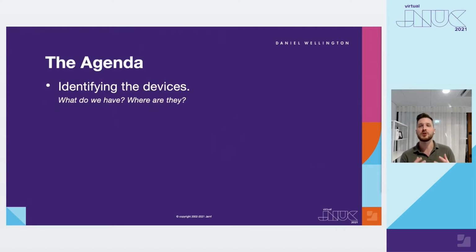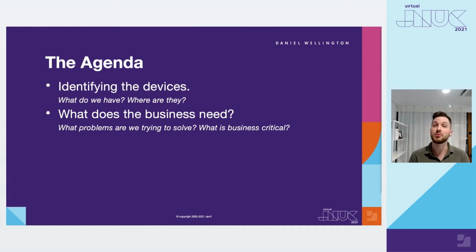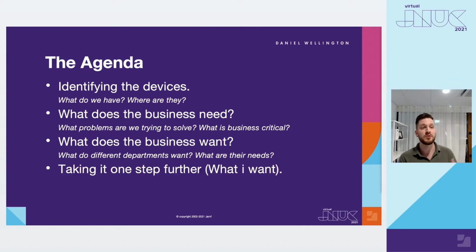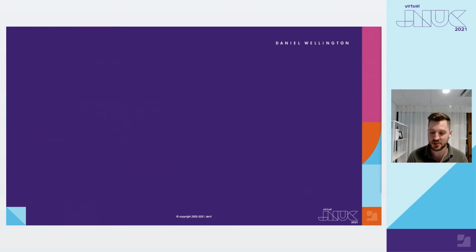And the first part I tried to solve was identifying our devices. What do we have? Where are they? I also tried to figure out what the business actually needs. What problems are we trying to solve? What is business critical? What is not business critical? And then also figuring out what does the business want? What does each department at this company want? What are their actual needs? And then moving on to taking it one step further, which is more of what I want to do with the system and what I want to do with the business.